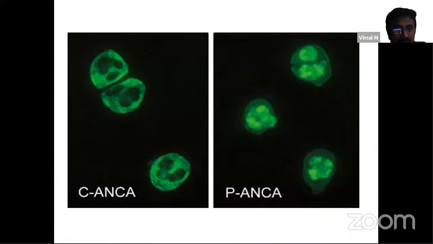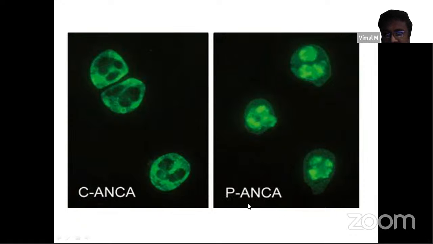This is how a picture of C ANCA and P ANCA looks. Usually these are the antibodies, no? These antibodies we will be examining under the immunofluorescence microscope. In the immunofluorescence microscope, this is actually a neutrophil with a three-lobed nucleus. Can you appreciate the neutrophil's nucleus? You are seeing the fluorescence only in the cytoplasm. You can see this fluorescence is highlighted in the cytoplasm. So it is C ANCA.